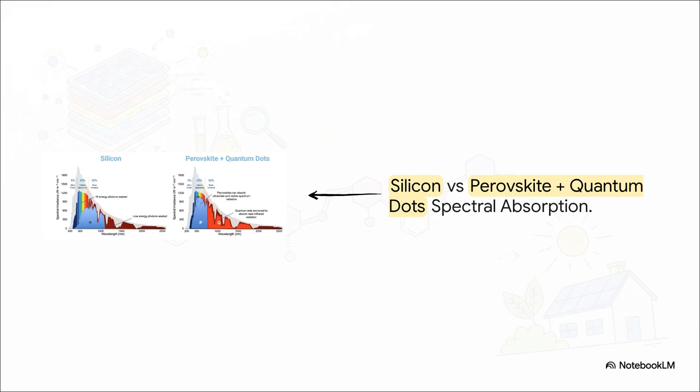Now, you might be wondering, why go through all this hassle? Why not just use standard silicon panels? Well, this graph tells the whole story. Standard silicon is incredibly wasteful. It completely misses a ton of high-energy UV light, and it totally ignores low-energy infrared. But when you pair perovskite with quantum dots in a tandem cell, it's a completely different game. You capture the UV and visible light, while those quantum dots soak up the near-infrared. It's a much broader, vastly more efficient way to harvest the sun's energy.